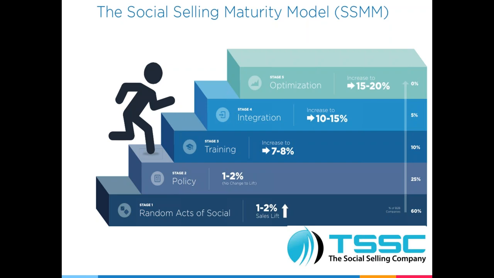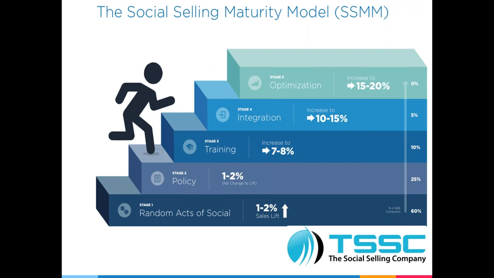As you go up to stage two and you start to take social more seriously, you start to implement a formal policy. So at stage two, what you really want to focus on is the why. Why are we engaging social? Is it to drive business development? Is it to increase brand awareness? And then you want to start formulating what your objectives and outcomes are as well. So that's the policy stage, which only about 25% of organizations have reached.